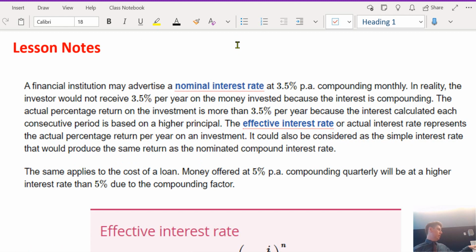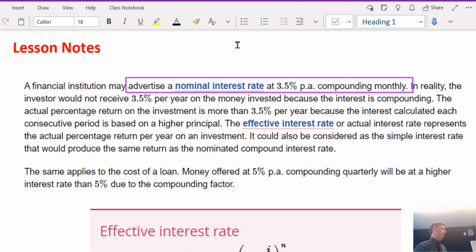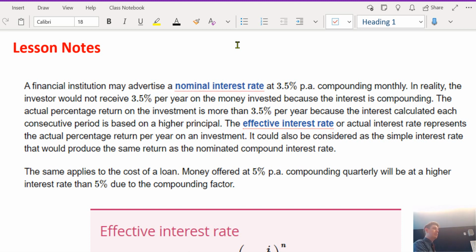So there are some bank definitions here. It's called the nominal interest rate. That's what they advertise, the nominal interest rate. So for example, 3.5% per annum, compounding monthly. Okay? So in reality, it's more than 3.5% because you're getting interest on your interest each month. So if you're investing money, this is really good. But if you owe money, it's bad.